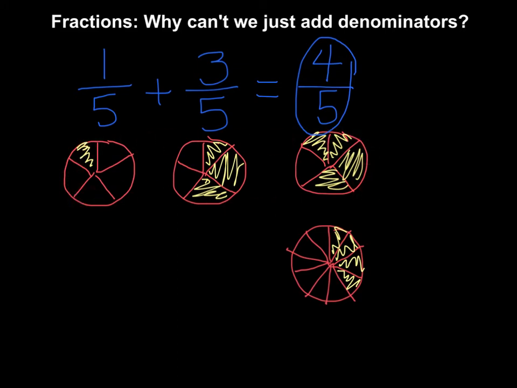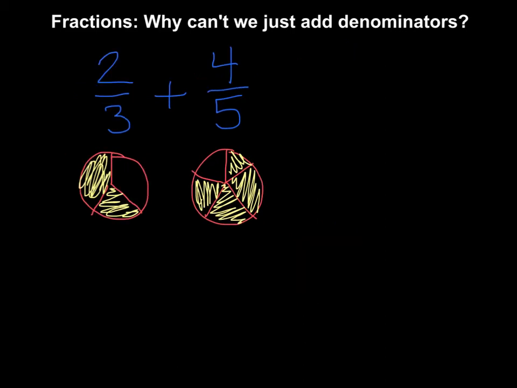Now we're going to take a look at another example where the denominators are not the same, and hopefully the reason we can't just add them will become even more obvious. For our next example, we're going to take a look at 2/3 plus 4/5. And for the sake of time, I've already drawn out the circles, the pies for this. So we have 2 slices where 3 slices would make a full pie. So there's my 2 out of my total of 3. And 4 slices where 5 slices would make a full pie. So again, there's my 1, 2, 3, 4 slices where 5 would make a full pie.